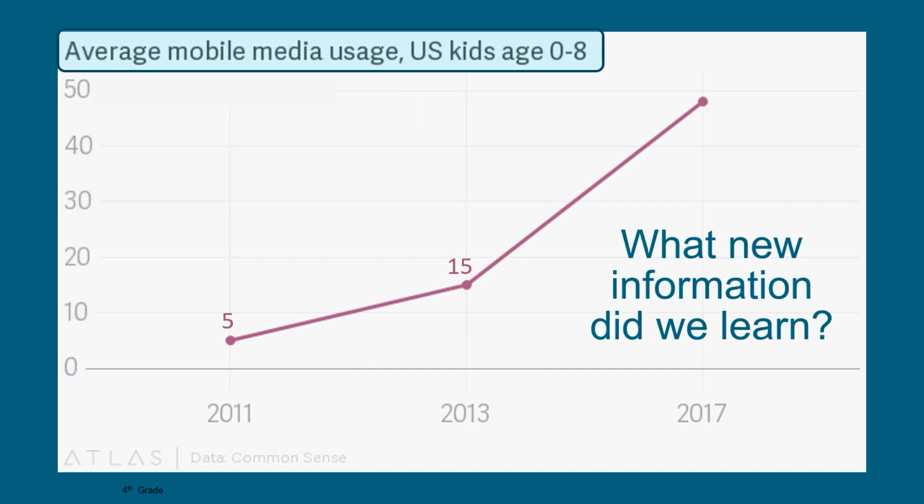What do you think the y-axis data represents? What new information did we learn? Look at the top of the graph. We learned what this graph is about. What is the graph about? This graph is about the average cell phone use by kids that are between the ages of 0 and 8 years old. We know that the x-axis represents years. After learning what this graph is about, what do you think the y-axis represents?